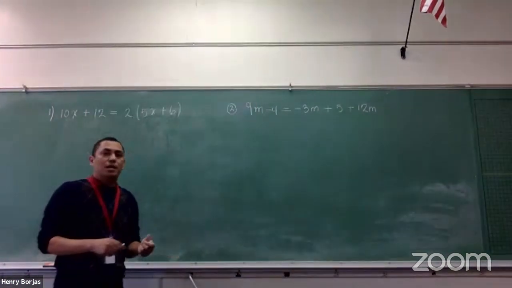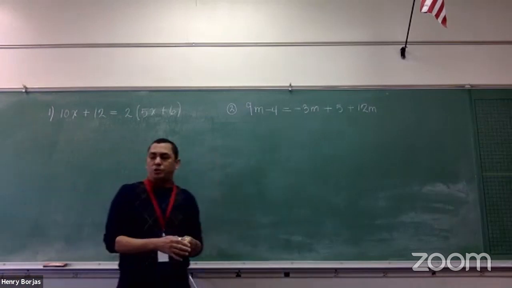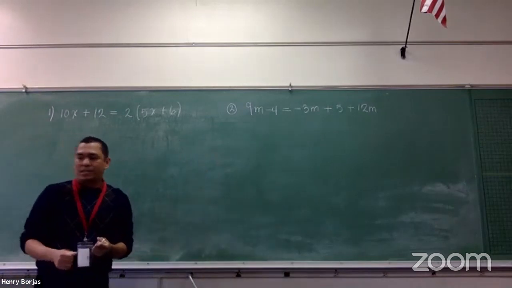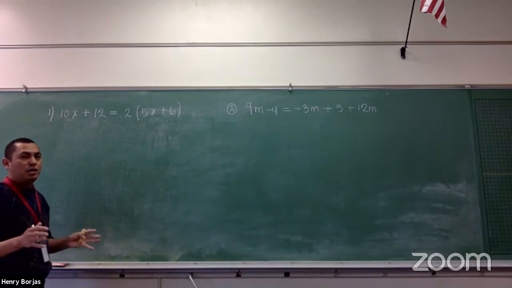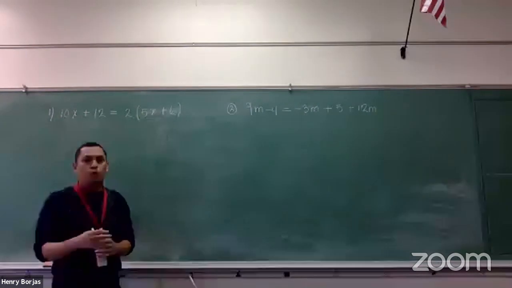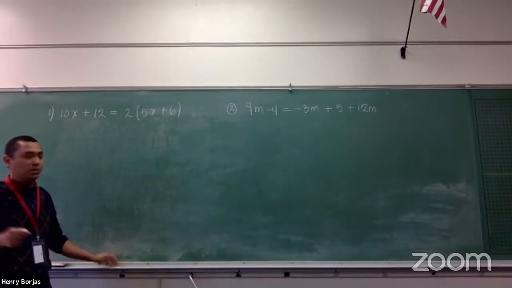Multi-step equations. What I'm going to do is solve example number 1 and then example number 2, and then see if I have another example to solve. Multi-step equations means we have more than two or three steps. So we are in linear equations at this moment.